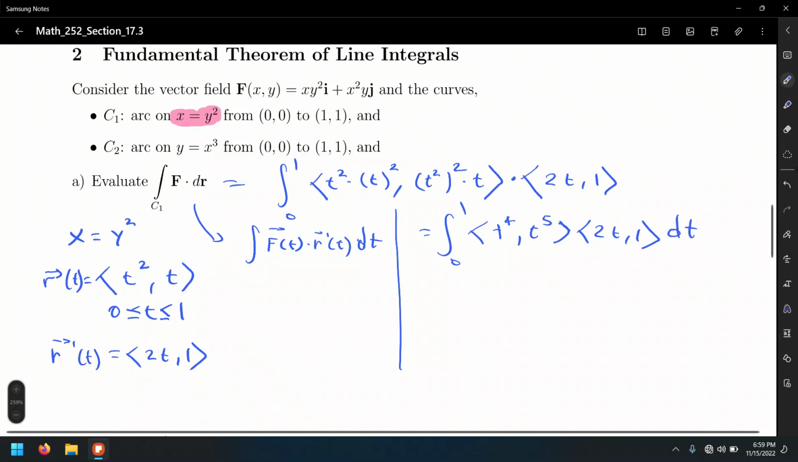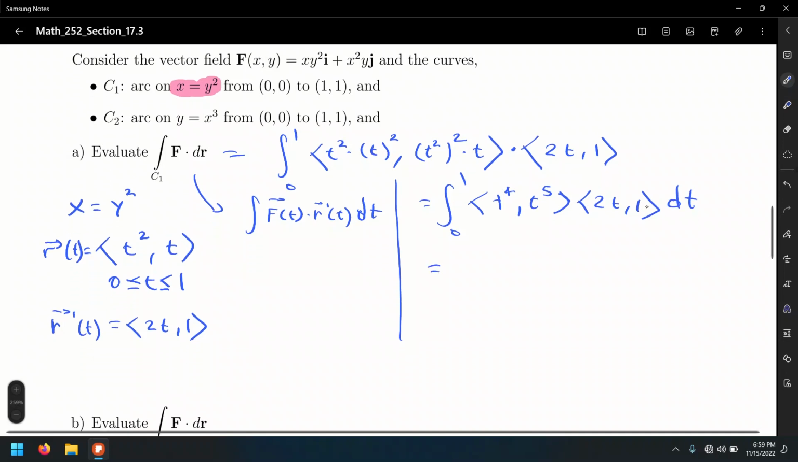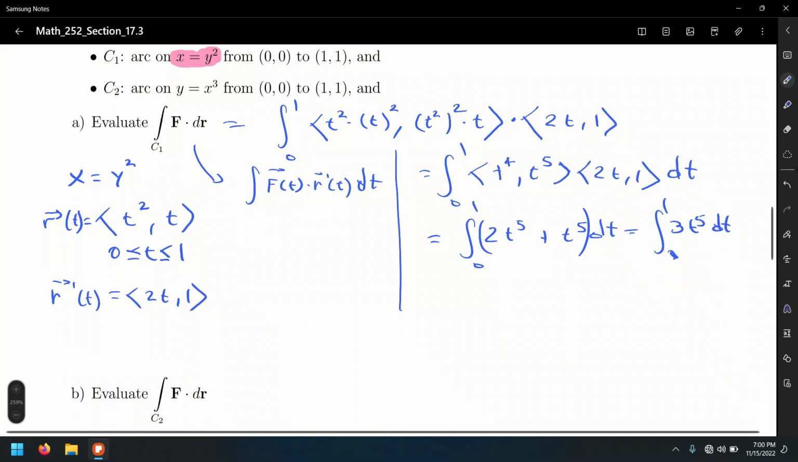Recall that the dot product just multiplies the components. So t to the 4th times 2t gives 2t to the 5th power, plus t to the 5th times 1, which is simply t to the 5th. dt from 0 to 1. Combining like terms, that's the integral of 3t to the fifth dt from 0 to 1. This integral, which is just the general power rule, is going to give us 1/2. All right.